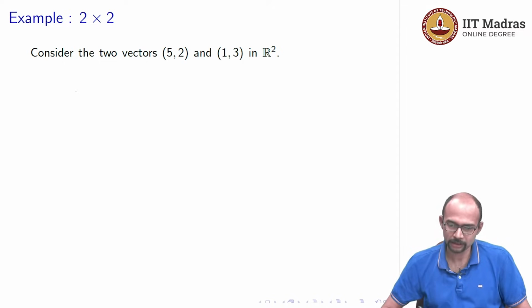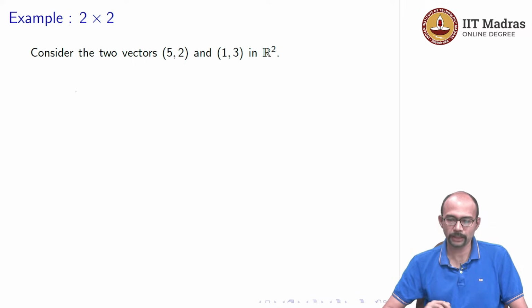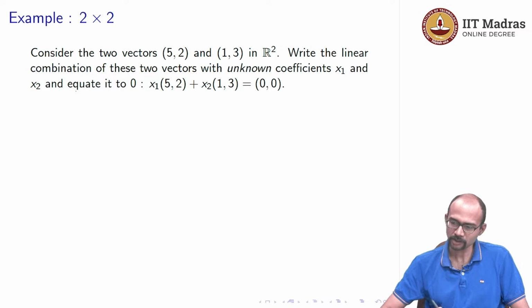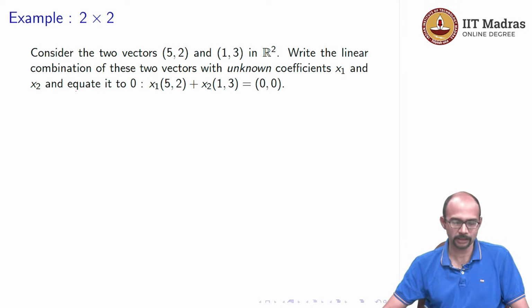Okay. So, let us do a bunch of examples to set these ideas into place. Let us do a 2 by 2 example first. So, consider the two vectors (5, 2) and (1, 3) in R2. Write the linear combination of these two vectors with unknown coefficients x1 and x2 and equate it to 0: x1 times (5, 2) plus x2 times (1, 3) equals (0, 0). So, now I am using x1 and x2 in place of a1 and a2, right.